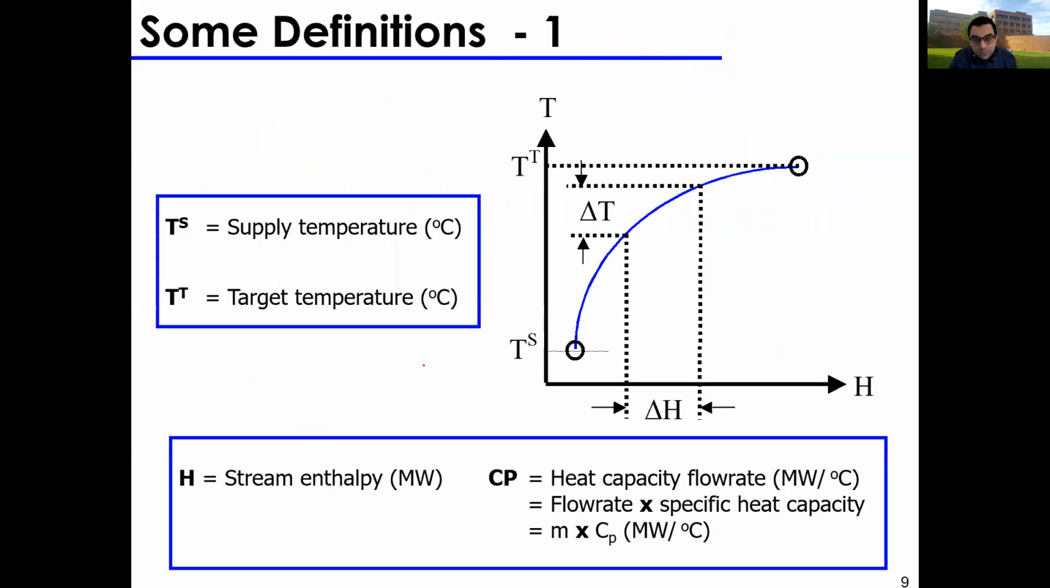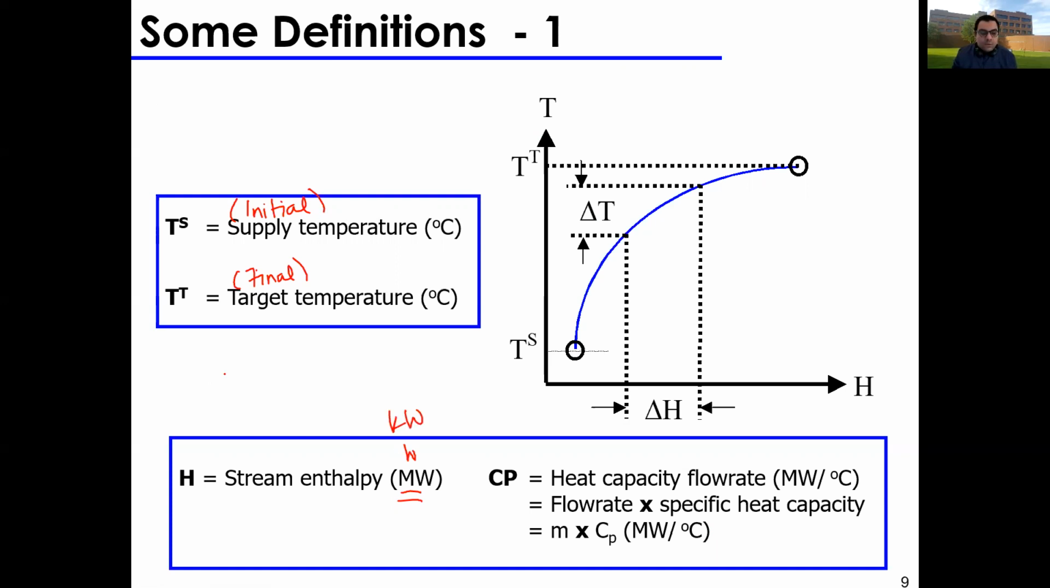Okay, moving on. Let's just start with some definitions before we move on. Again, we said the supply temperature and the target temperature. Supply temperature you can think of as basically your initial temperature, and your target temperature is your final temperature, okay? H is your stream enthalpy. Q is basically the heat which has to be added to the stream or removed from the stream. The unit is megawatt, so we're going to stick to standard units. It's almost always going to be megawatt or watt. Just be careful when converting between megawatt, watt, and kilowatt.